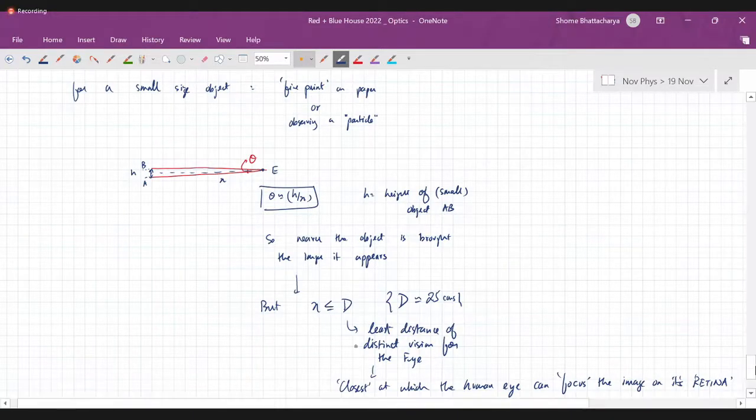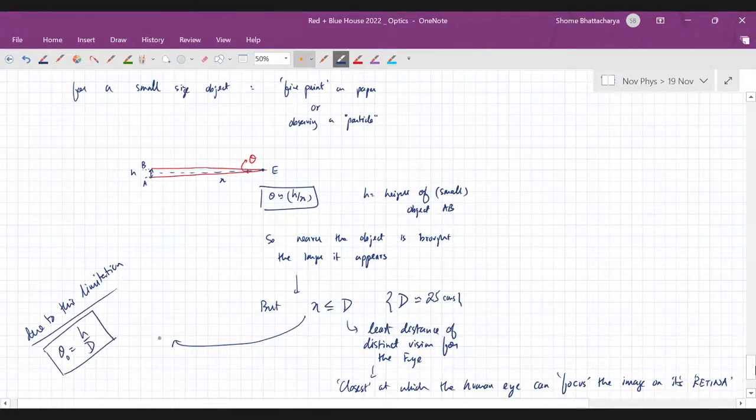So that is the inherent limitation of the human eye. Because of this limitation, the maximum angular size for a small sized object viewable to the naked human eye, that is without any optical instrument to help us, is this. This is the maximum angular size to an unaided eye. So no optical instrument is being used, and the maximum angular size that we can perceive is this much.